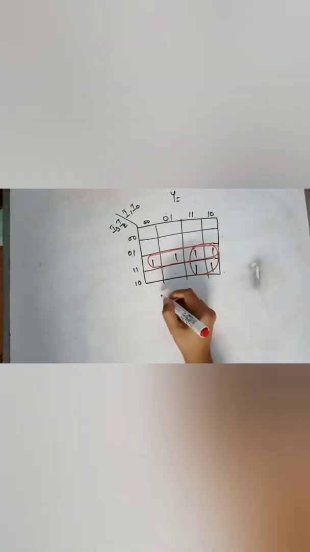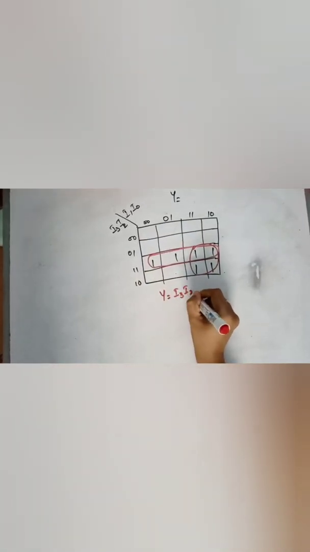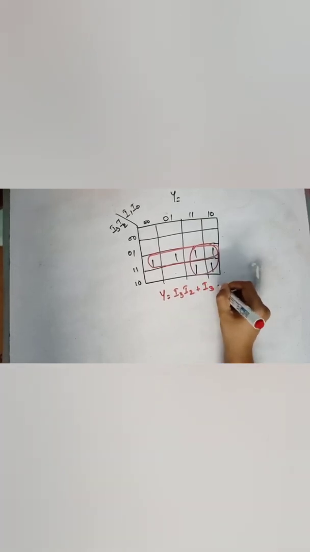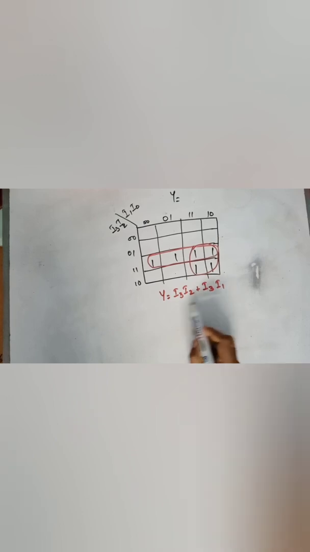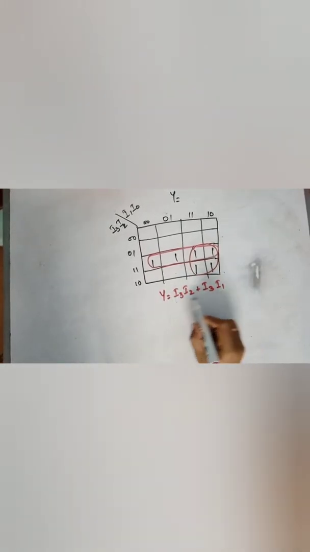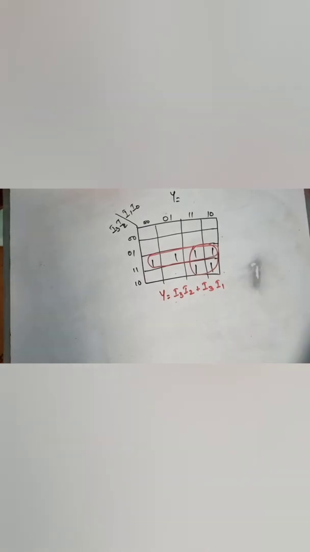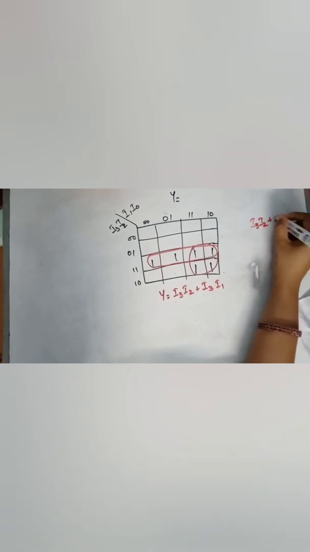So what is Y? Y is equal to I3, I2 plus I3, I1. Yes. So if Y is 1, that is I3, I2 plus I3, I1, if this is true, then add 6. Okay. So it is I3, I2 plus I3, I1.